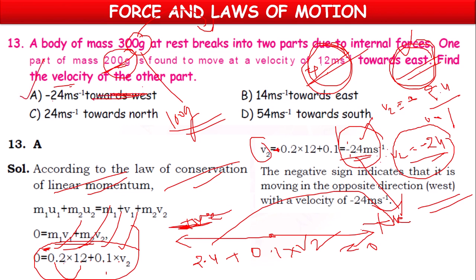Actually, here when we mention minus, we should not mention the word west. If there is no minus, we have to mention the word towards west. So option A is correct, children.